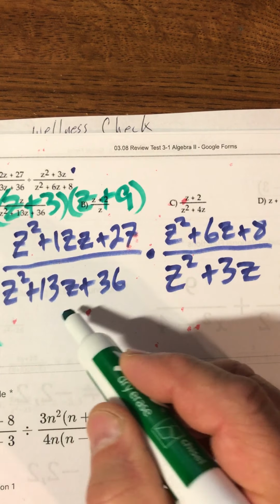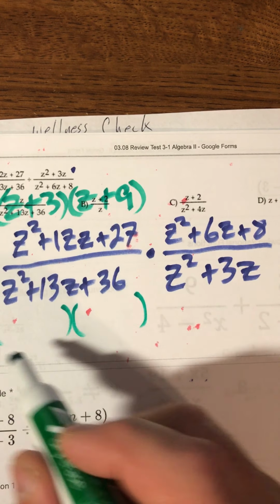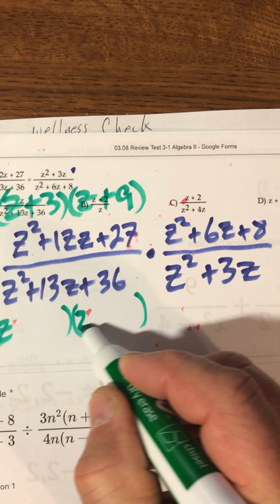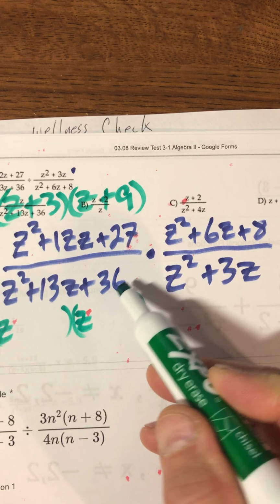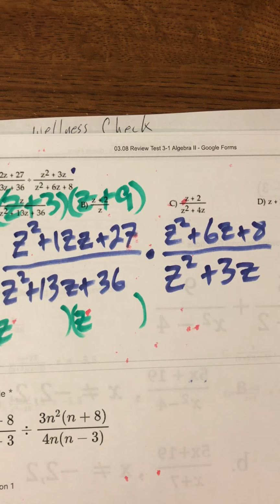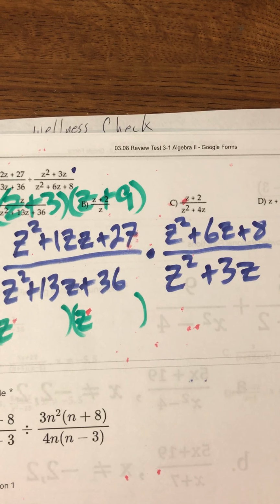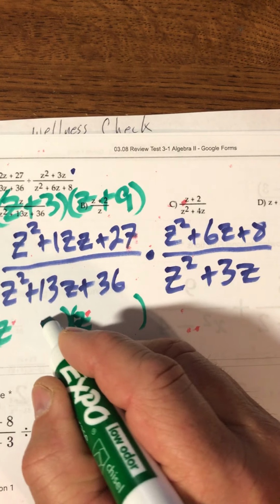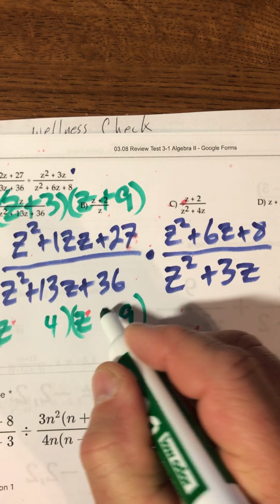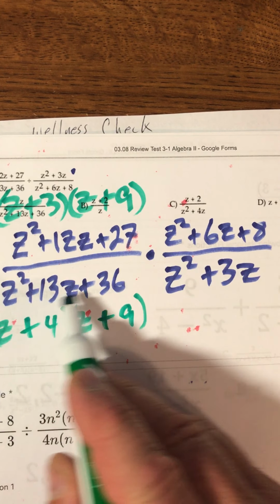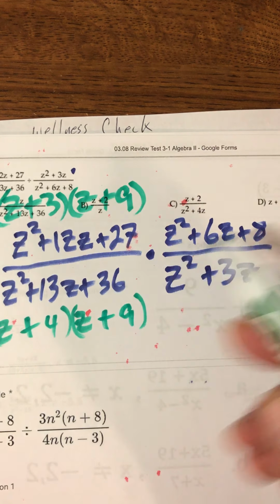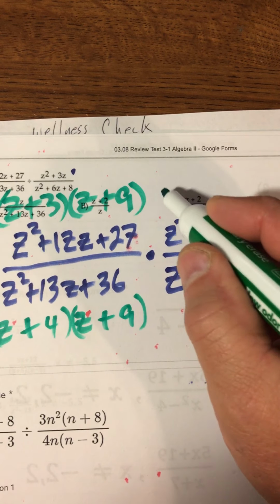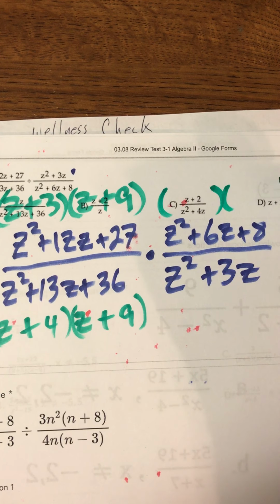Down here on the bottom, factor regularly, no GCF. z and z, factors of 36 that add to 13. Well, we just did 36 a second ago: 4 and 9. Adding those gets 13, so I want the 4 and the 9, plus and plus, because they're both positive. Up here on top left, factor regularly. There's no GCF.